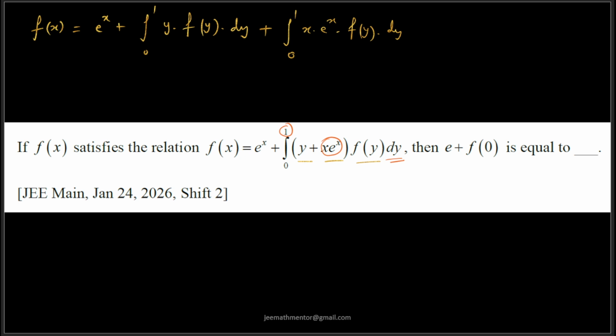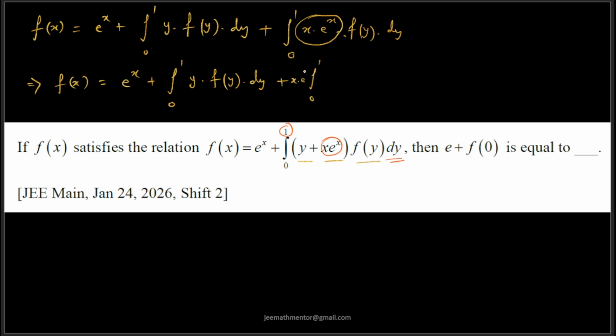Also remember that x e to the power x is constant with respect to y. This with respect to y is going to be treated as a constant. So this is basically going to come outside. So finally f(x) can be rewritten as e to the power x plus the integration from 0 to 1 of y times f(y) dy plus the integration from 0 to 1 of, I'll take the x e to the power x outside, f(y) dy.